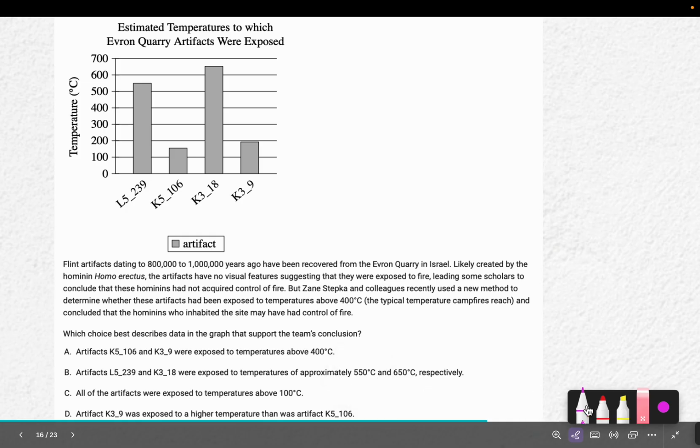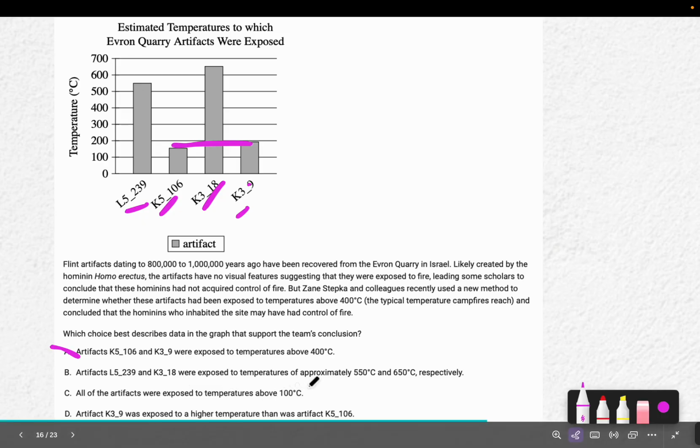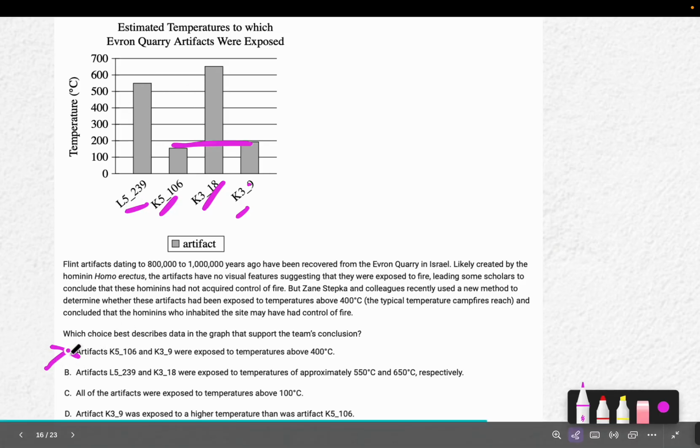Okay. K5 106 and K3 9: these are exposed to temperatures above 400 Celsius. Well, that's completely wrong because they're rarely exposed to 200 Celsius. Artifacts L5 239 and K3 18 were exposed to temperatures of approximately 550 and 650 respectively. 550, yep. 650, yep, that is correct. All of the artifacts were exposed to temperatures above 100 Celsius.